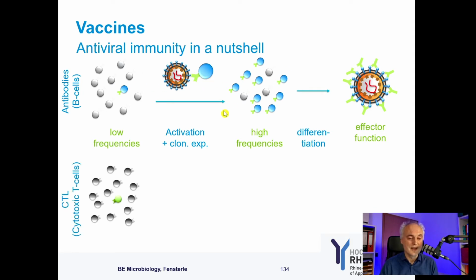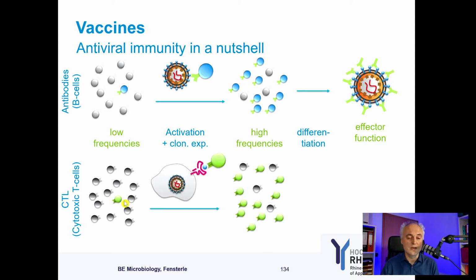Now, what about the cytotoxic T cells? The same problem. We have maybe 1 in 1 million cytotoxic T cells which are specific for the coronavirus. The others recognize other things, from other viruses, for example. So also here we need an activation and clonal expansion. However, for this to happen, the virus must first be in the cell in order to activate the cytotoxic T cell. The virus is in the cell anyhow, so this is not a problem. Then also here we have the high frequencies, and we have a differentiation into effector cells, which can actually kill the target cell.